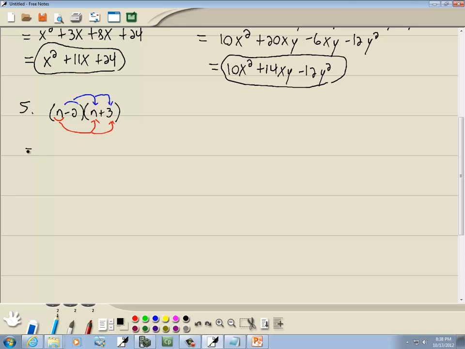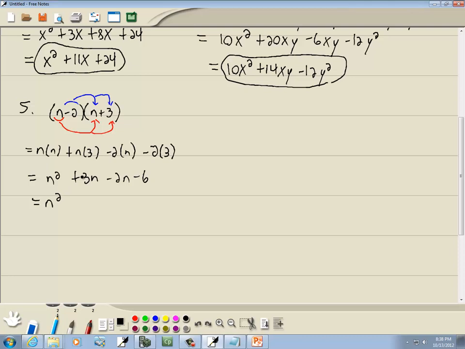Well, n times n, n times 3, negative 2 times n, and negative 2 times 3. Well, n times n is n squared, n times 3 is 3n, negative 2 times n is negative 2n, negative 2 times 3 is negative 6.